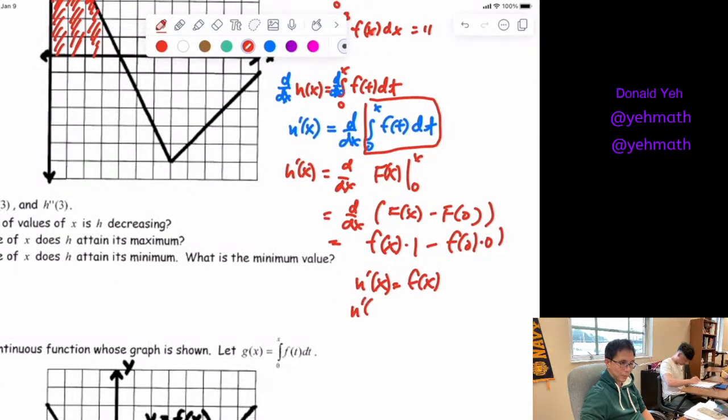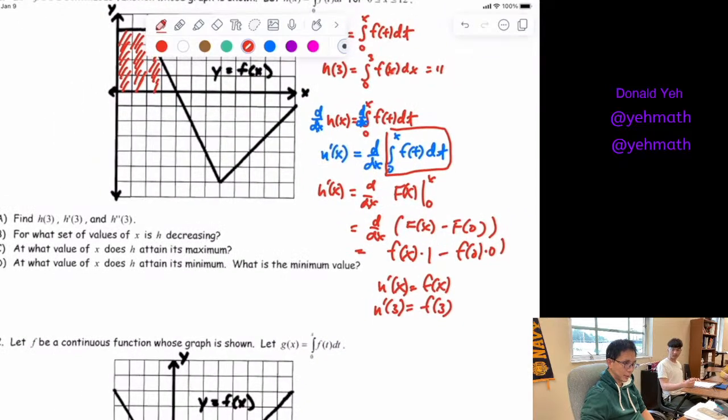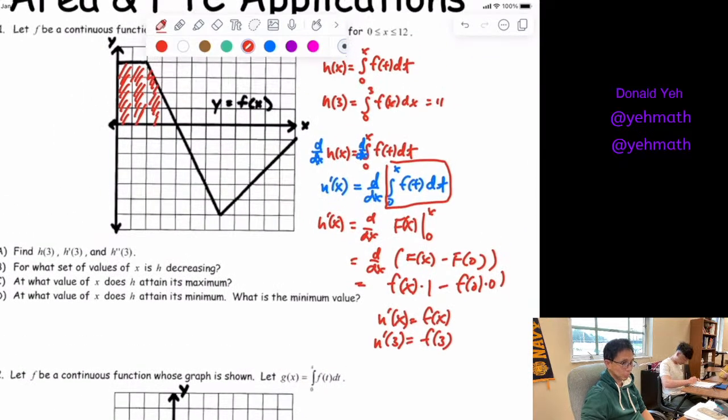Now, what's h prime of 3? Well, I know it's equal to f of 3. What's f of 3? It's just 2. So h of 3 is equal to 11. h prime of 3 is equal to 2. Any questions?